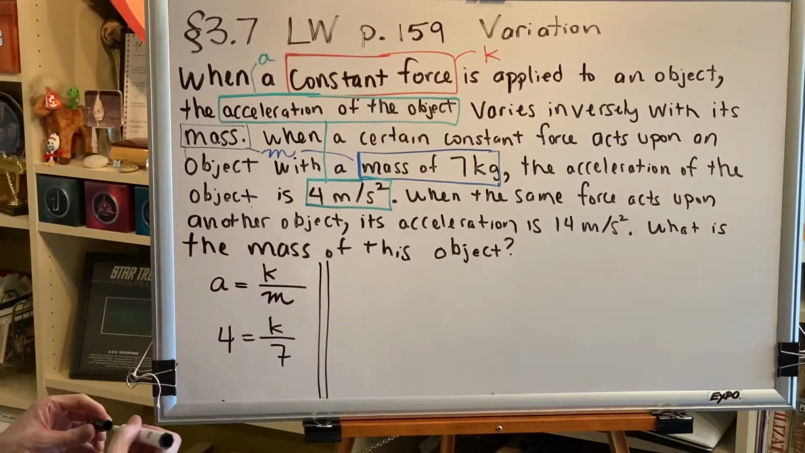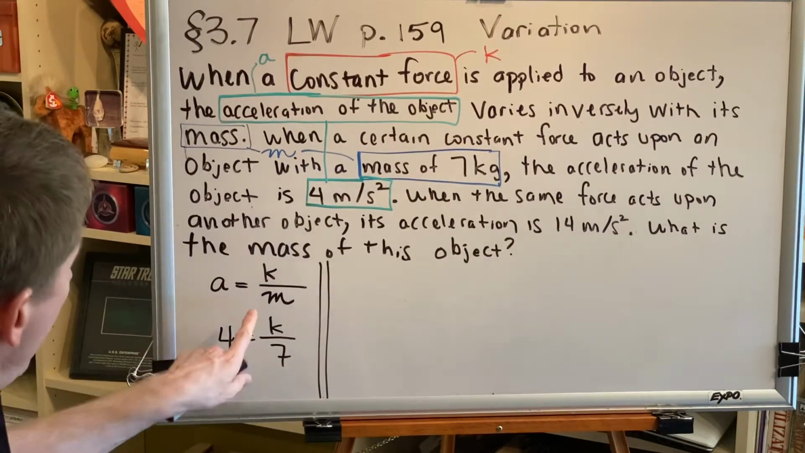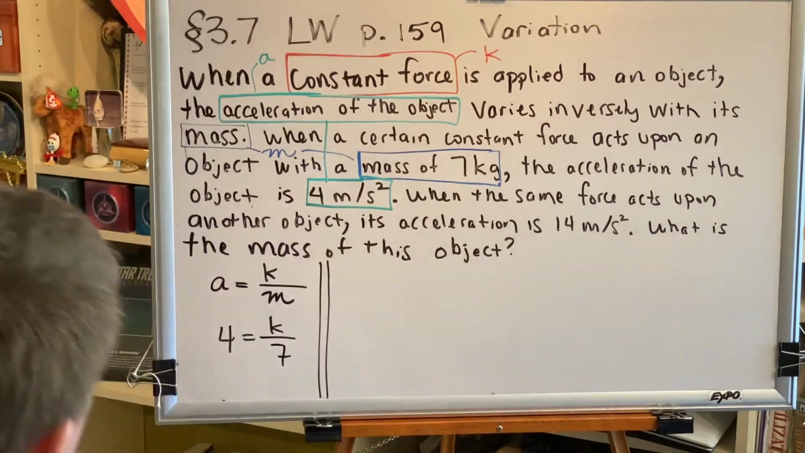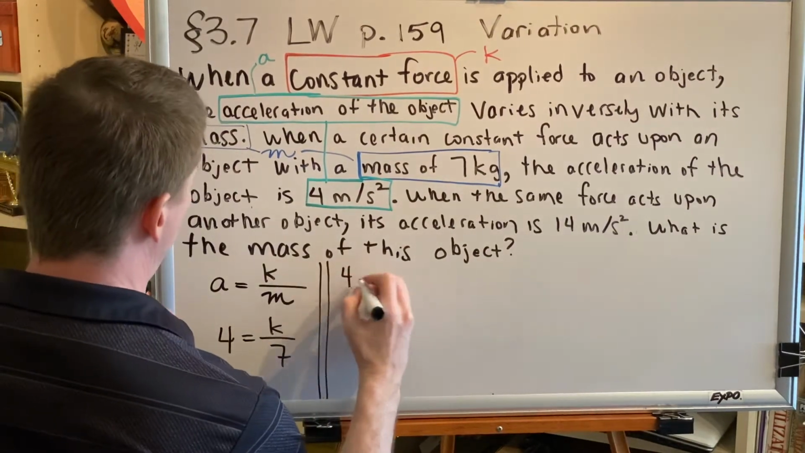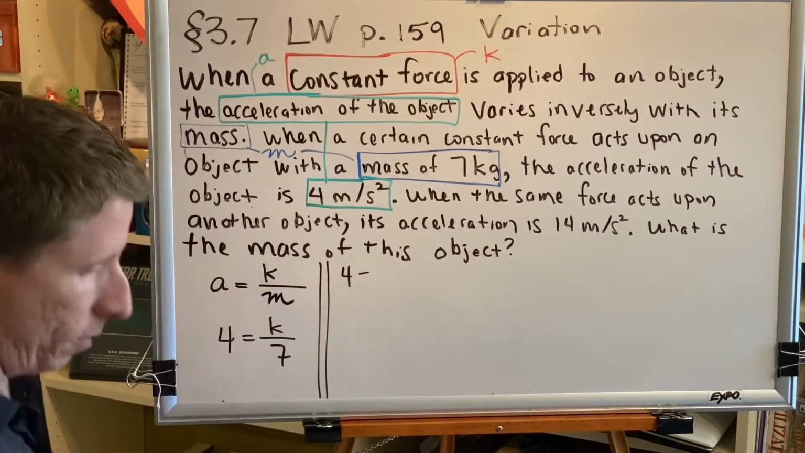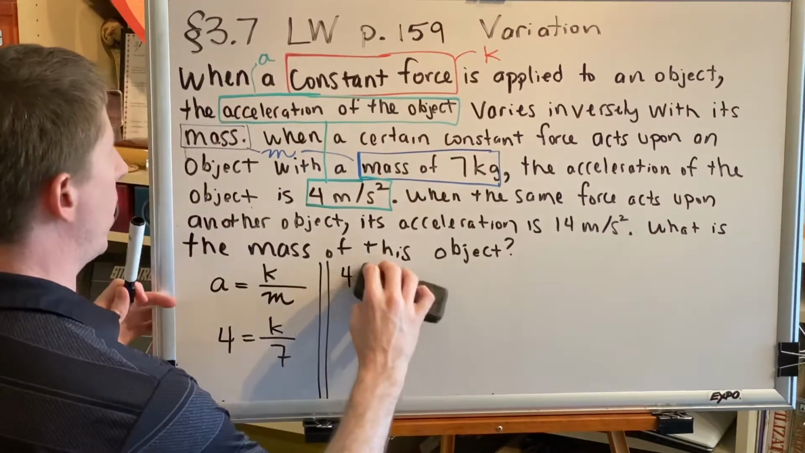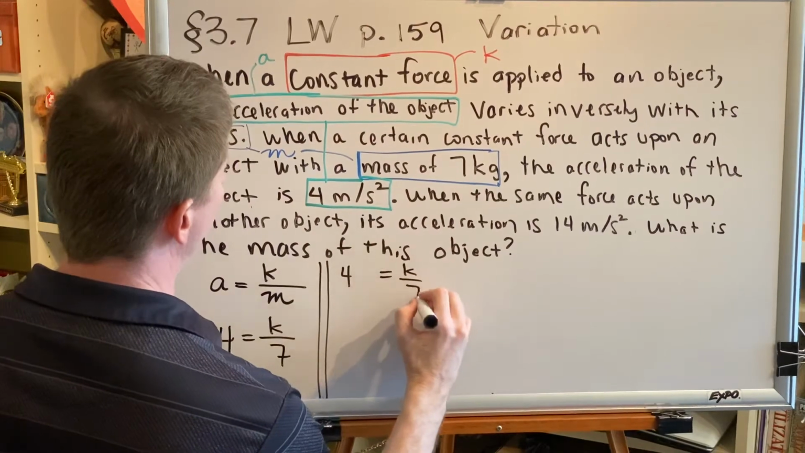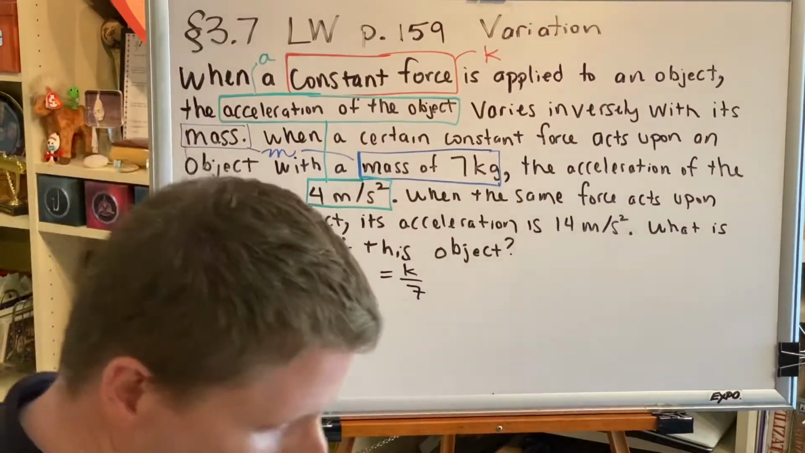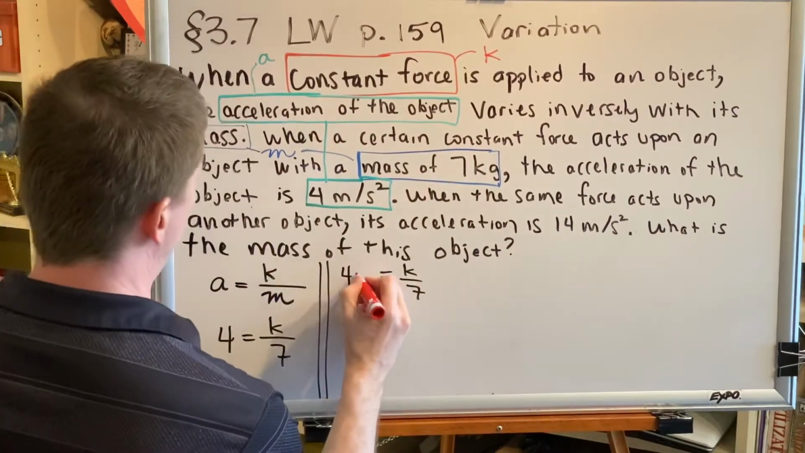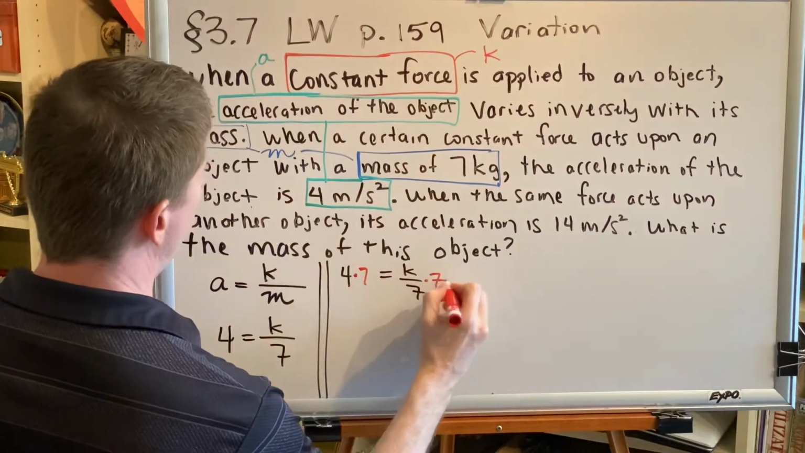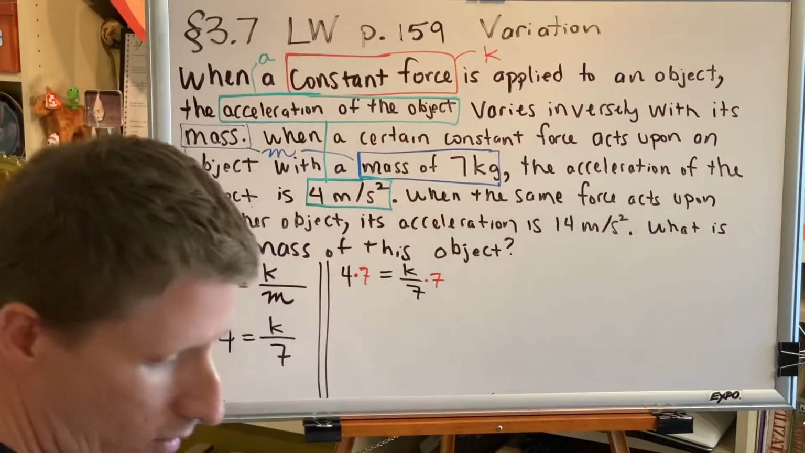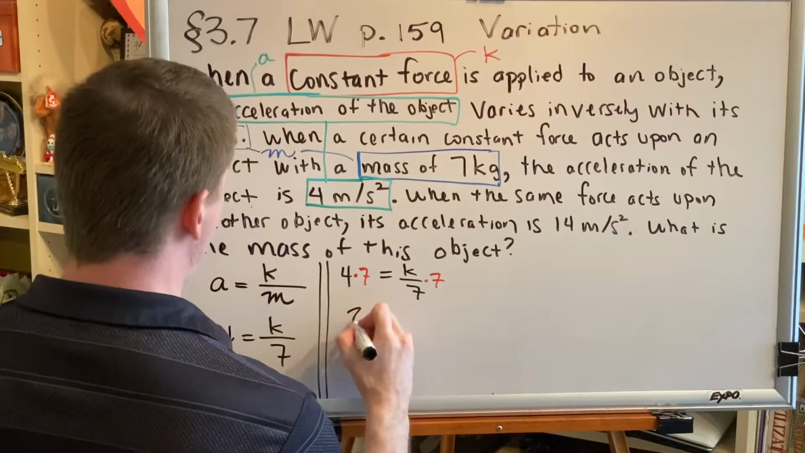And we're going to solve this for K. All right, so how do we solve this for K? K is being divided by 7. So if we want to get the K alone, what we have to do is multiply by 7, which is doing the opposite. All right, so 4 equals K over 7. We're going to multiply by 7 on both sides. Times 7, times 7. That gives us 28 equals K.